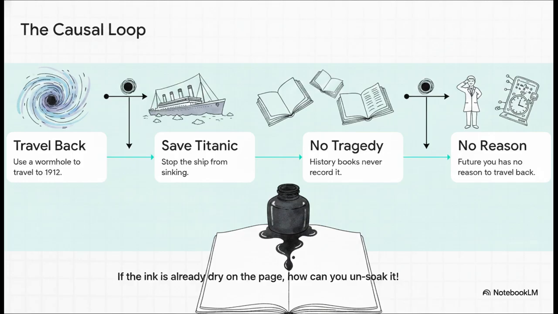If you don't go back, the ship sinks. But if you do go back, the ship doesn't sink, so you never go back. It's a complete closed loop of contradictory logic. Because think about it, if the ink is already dry on the page, how on earth do you unsoak it?